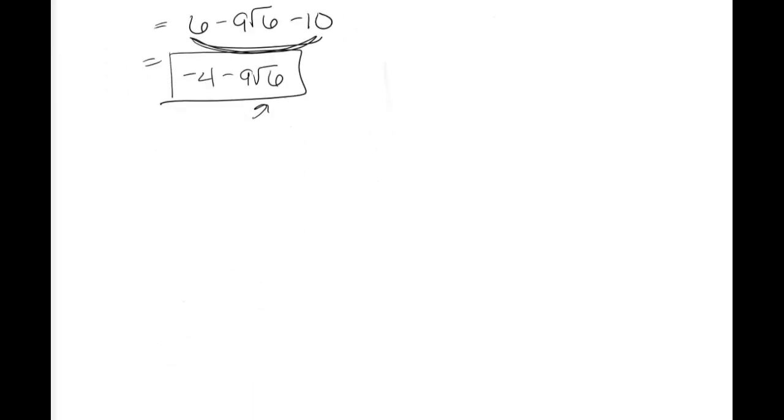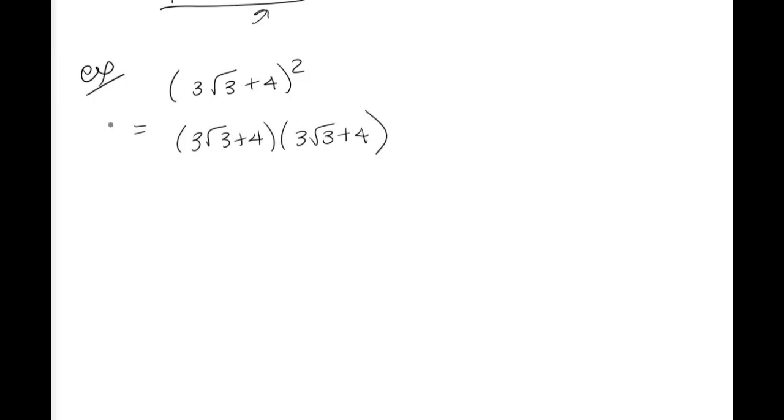All right, let's do another one like that. Don't freak out on me. It's all good. All right, what if you had something like 3 root 3 plus 4 quantity squared? Okay, remember that this means 3 root 3 plus 4 times 3 root 3 plus 4. And now we're going to FOIL. All right, first terms. 3 and 3 on the outside is going to give me 9. 3 and 3 underneath the radical here is going to give me a 9.